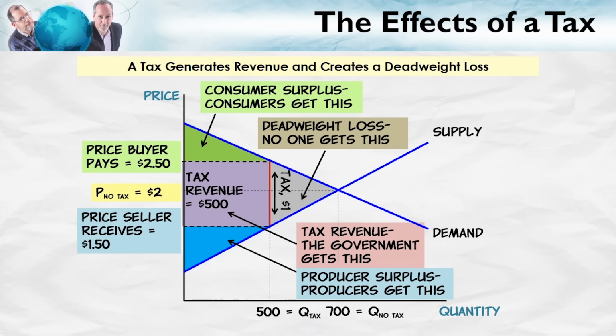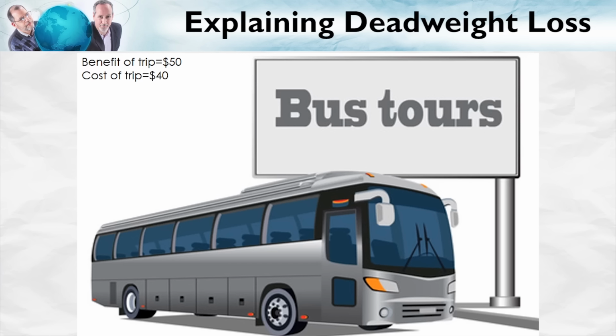Okay, let's explain deadweight loss in a little bit more detail. Here's a way to think about deadweight loss. Suppose that you're planning a trip to New York and you're going to take the bus. The benefit of the trip to you, the value of seeing the sights in New York, is $50. The cost of the bus ticket is $40. So, do you take the trip? Yes, you take the trip. The total value of the trip is $10. It's positive, so you decide to take the trip. Trips is equal to 1. You make the trip. Okay, no problem.